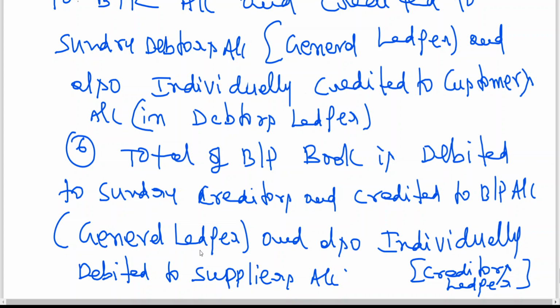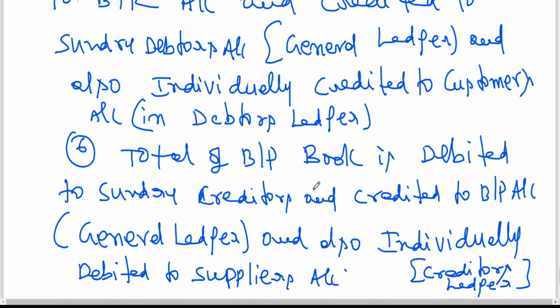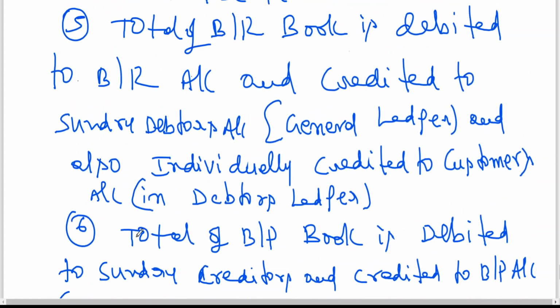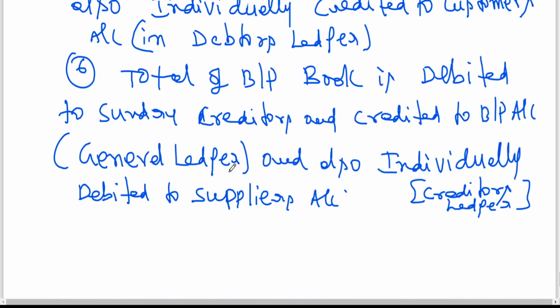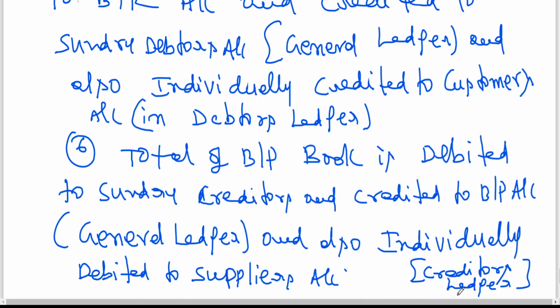I think this 5th and 6th doesn't have much significance, but only for true or false statement I have given. Total of bills payable book is debited sundry creditors and credited bills payable in general ledger, and also individually debited to suppliers account. Here total of bills receivable book is debited to bills receivable account, and also individually credited to customers account in debtors ledger. Here it is in creditors ledger.